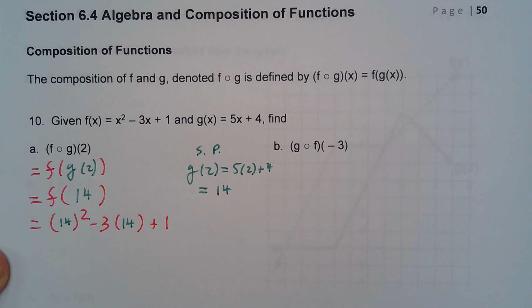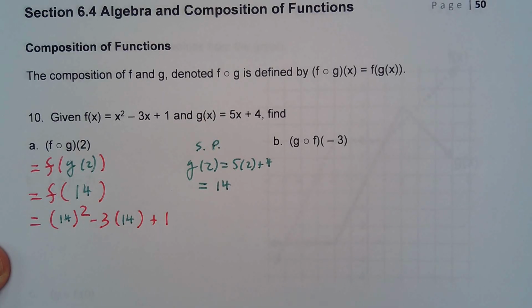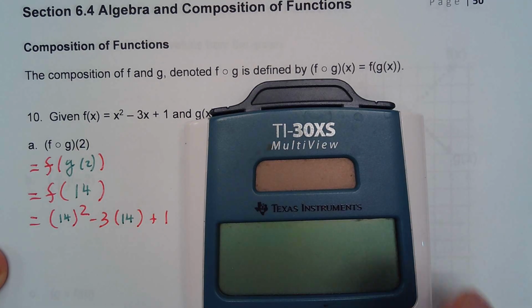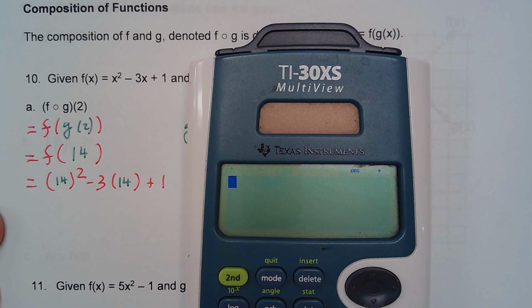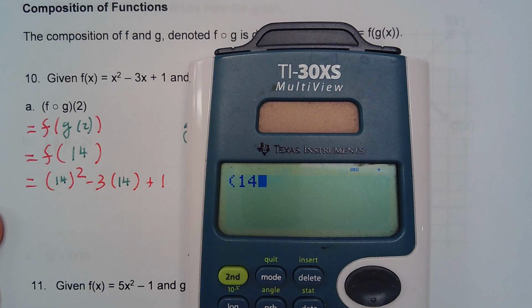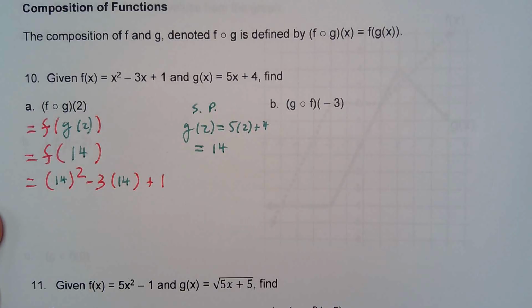I think we want to use a calculator on that one. So let's grab this. I'm going to do 14 squared minus 3 times the quantity 14 plus 1. So that'd be 155.